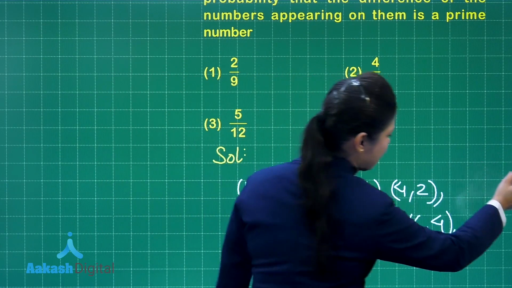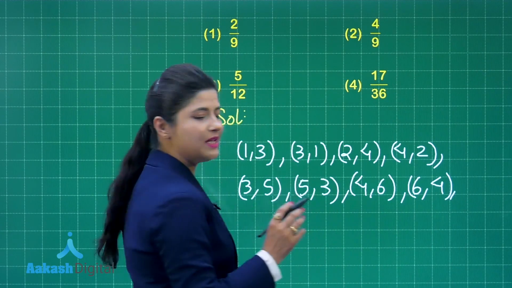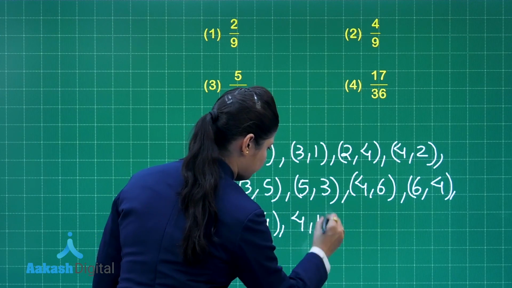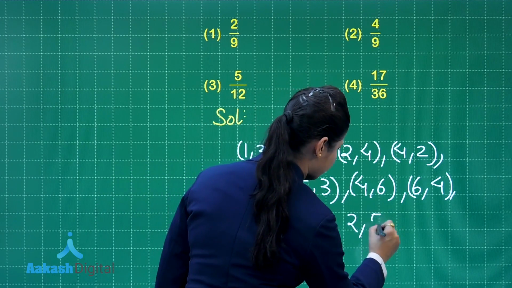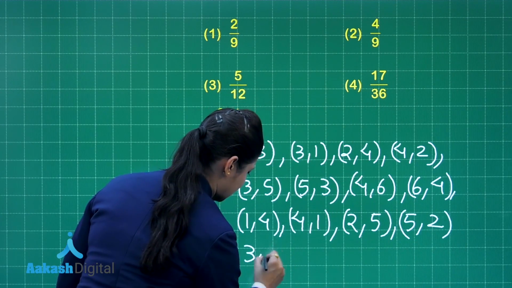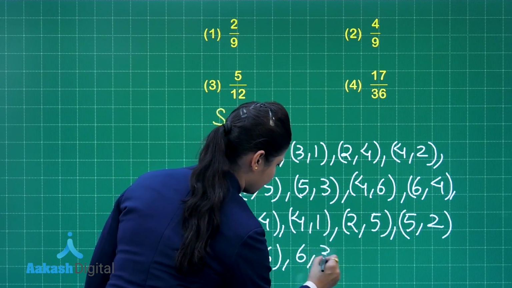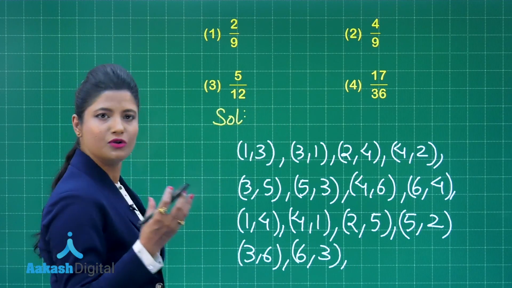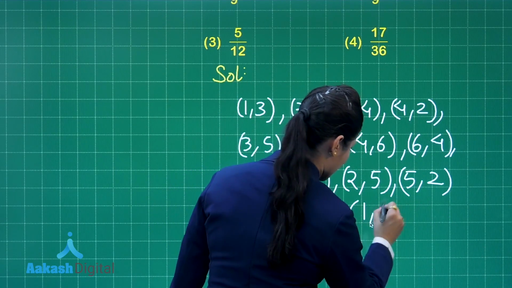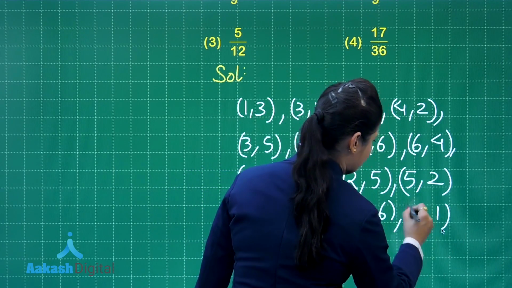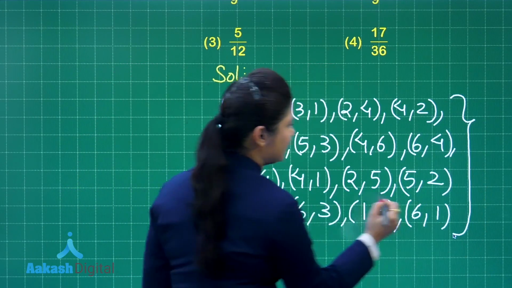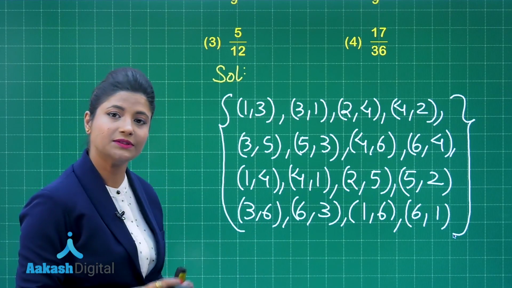It could also be possible that the difference between the numbers is the prime number 3. Then the numbers could be 1, 4 or 4, 1, or 2, 5 or 5, 2, or 3, 6 or 6, 3. The next possibility is that the numbers could show the difference of 5. In that case we have the possibility of getting 1 and 6 or 6 and 1. So if you count all of these, we have a total of 16 such possibilities of getting the difference of a prime number on the dice.